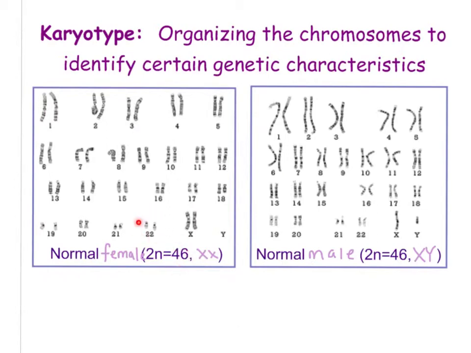We have 22 times 2 would be 44 plus 2 more with the sex chromosomes. That gives us 46. This is a karyotype of a normal male. There's one X and one Y. So again, the diploid number is 46 and it's an XY, a male.